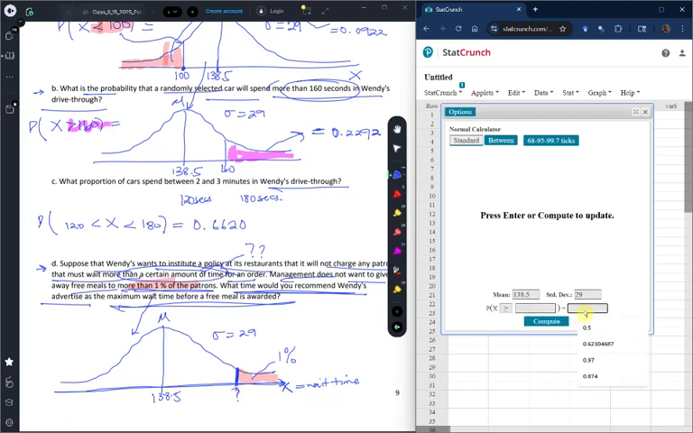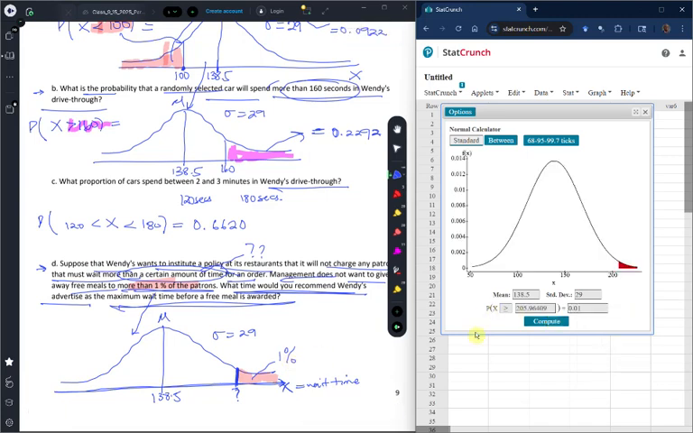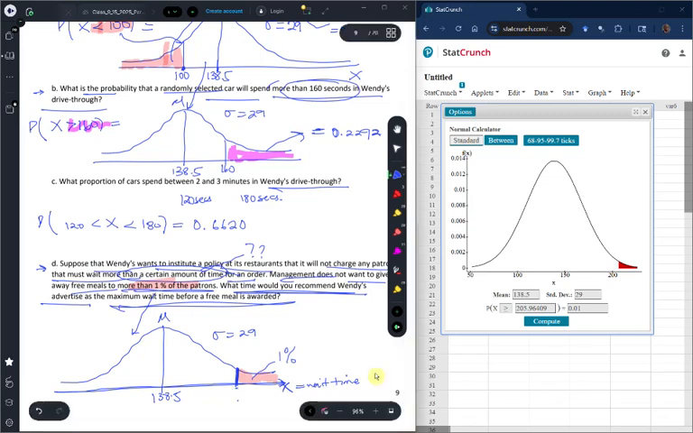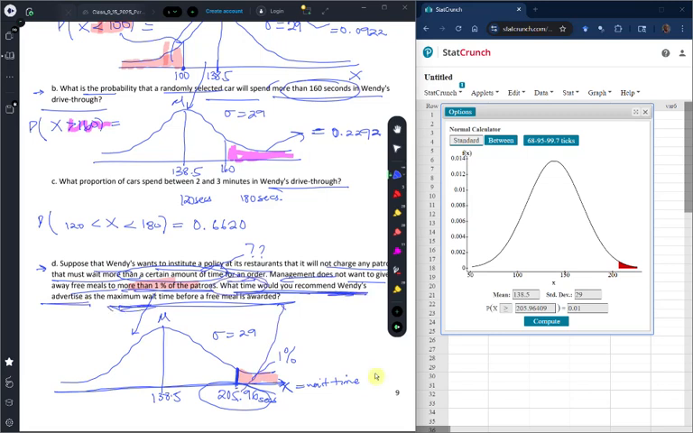But I know that the proportion I want to capture is 1%, which is the same as 0.01. So compute. This is saying that the value I am searching for that separates the upper 1% is 205.96 seconds. So back to the question. The time I would recommend Wendy's advertise as the maximum wait time before a free meal is awarded, and I'll still align myself with what management wants, is 205.96 seconds.